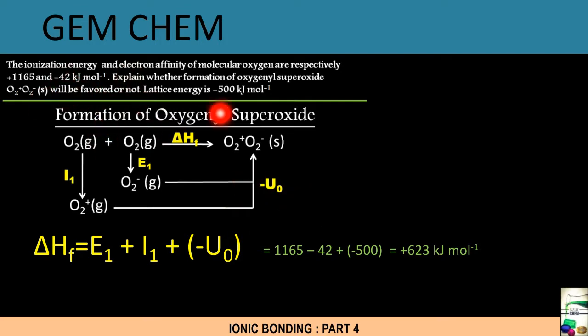Now I1 is given as 1165. So this is the value of I1. E1 is given as minus 42 and minus U0 is given as minus 500. So ultimately our answer comes to be plus 623 kilojoule per mole.